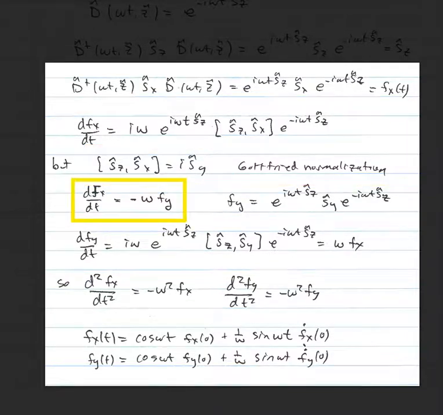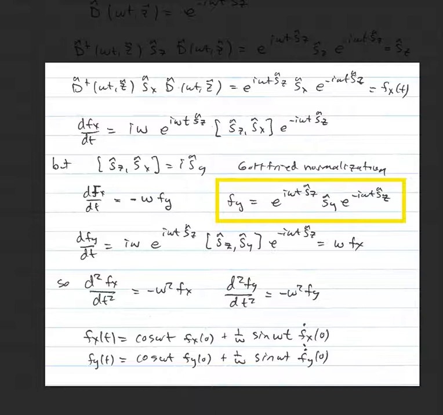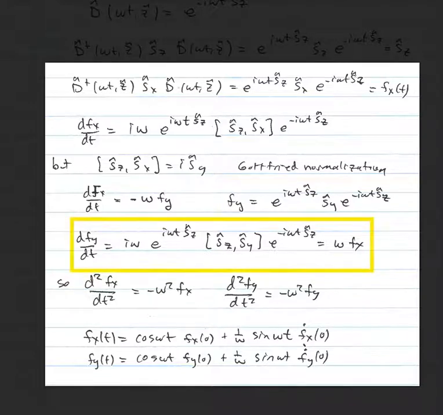Recall again, we're using the Gottfried normalization, so there are no h-bars here. And so dfx dt will equal minus omega fy, where I define fy to be e to the i omega t sz sy e to the minus i omega t sz. Now if I take the time derivative of fy, I'll get an i omega e to the i omega t sz commutator of sz with sy e to the minus i omega t sz. And by working out the commutator of sz with sy, you see that's going to just equal omega times fx.